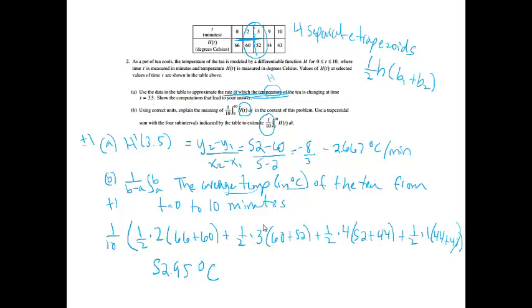If you set up the problem using a trapezoidal sum, you'd get 1 point, and then if you got the right answer, give yourself another point. All right, part C. Evaluate the integral from 0 to 10 of h prime. Using correct units, explain the meaning of the expression in the context of this problem.